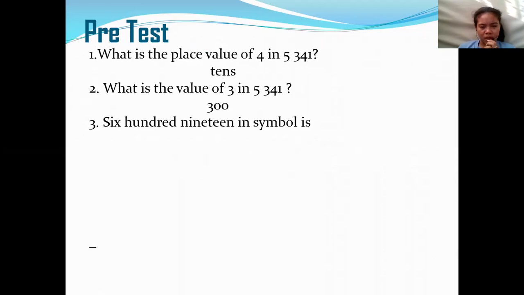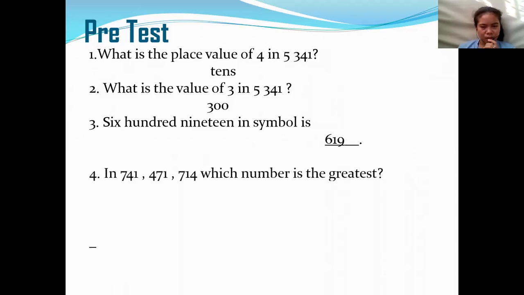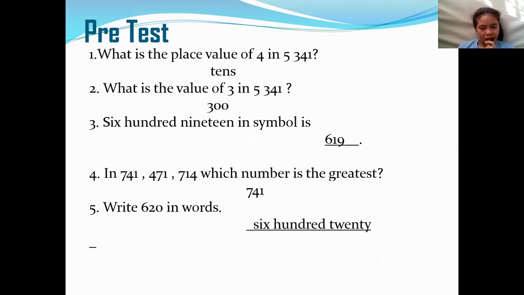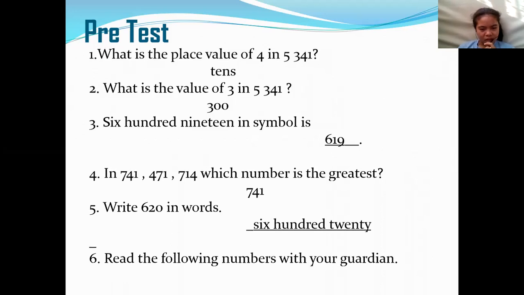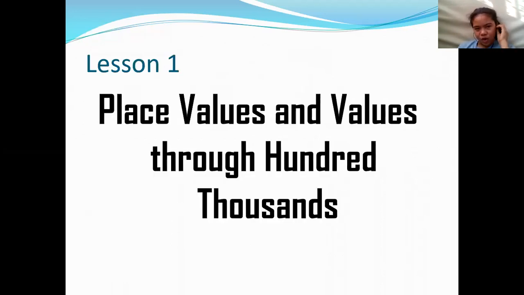Next, number 3. 619 in symbol, what is 619? Okay, that is 619. Next, number 4. In 741, 471, and 714, which number is the greatest? Which number is the greatest here among the three numbers? We have 741. Okay, next. Write 620 in words. So, how are you going to write 620 in words? Okay, 620.